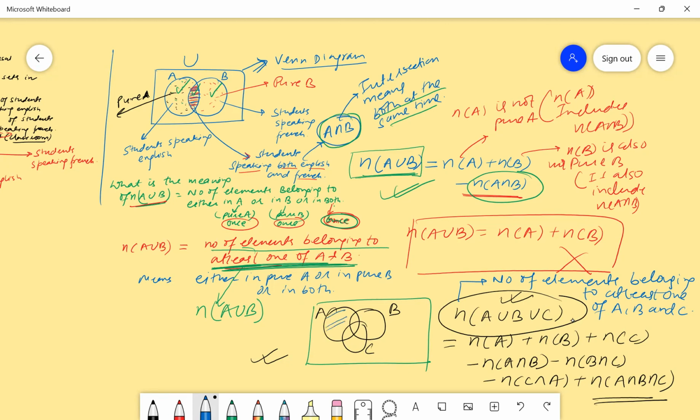Like this part only once, this part only once, this part only once. Now the intersection parts: this part, this part, this part, and this part, only once. All the parts only once. So this will be the formula. So you keep trying this, and I hope if you understand N(A union B), then you can also understand N(A union B union C). Thank you.